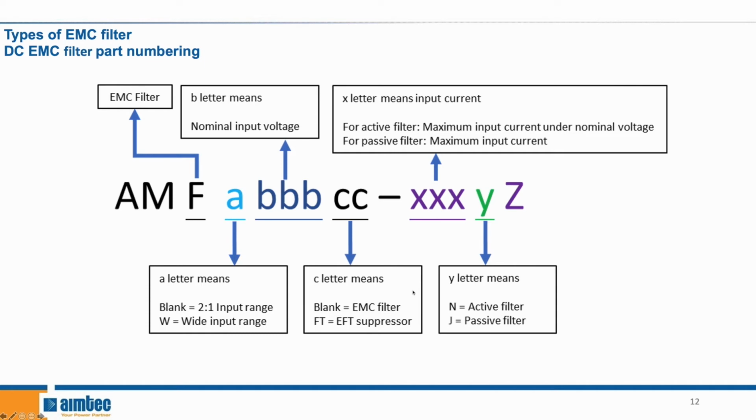For active filters, the maximum input current under nominal voltage is what will be described. And for passive filters, we're just looking at the maximum input current. The next letter, if it is an N, refers to active filters, and if it is a J, it refers to a passive filter. And then, just as in the other case, the last character refers to the factory code.